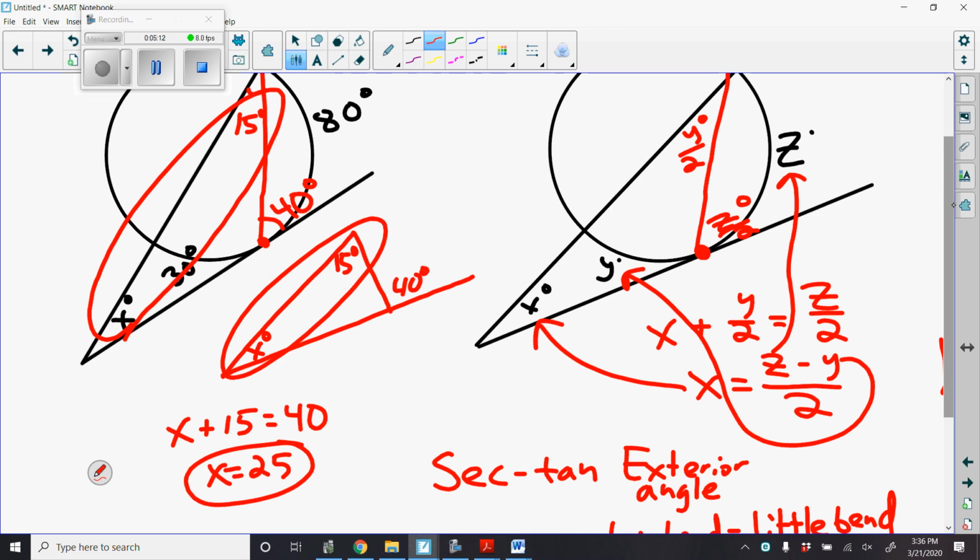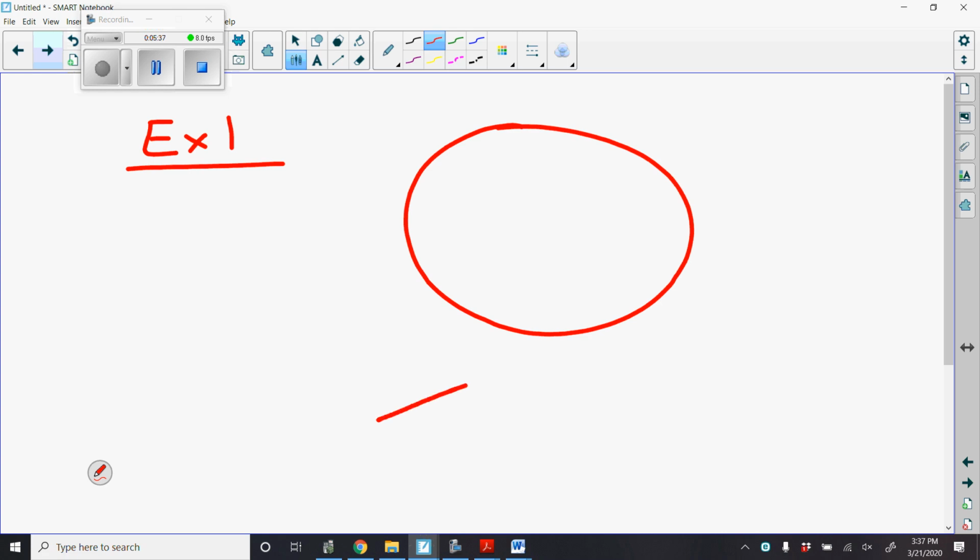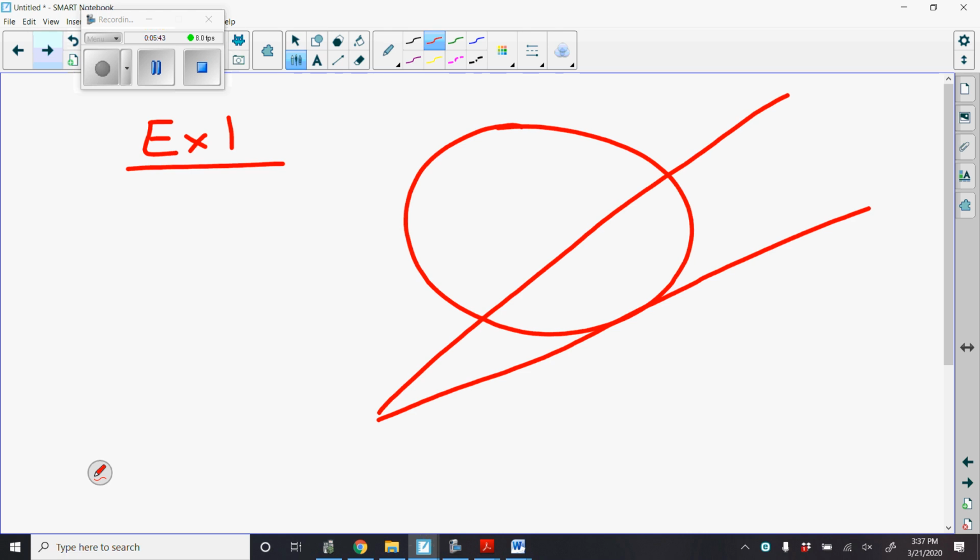So let's do just a couple of examples here. Once again, I can put the unknown as the angle or the bend, big bend or the little bend. So let's just look at a couple here. Here's example 1. Again, if you look at your day 5 notes, these problems will look very similar because the equation works the same way. Okay, so here's a tangent line. Here's a secant line. They are intersecting outside of the circle.